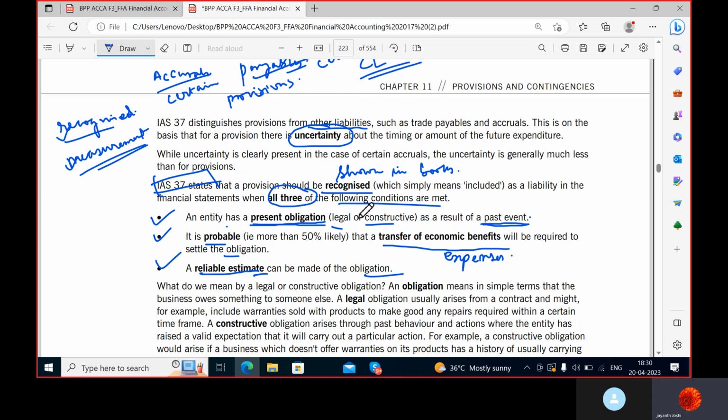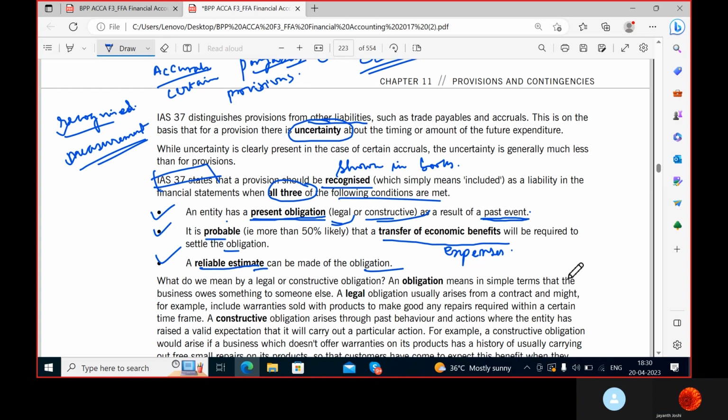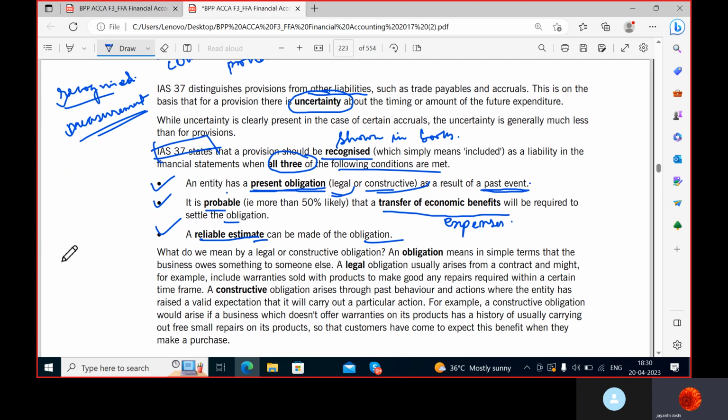First, the entity has a present obligation, which can be a legal obligation or a constructive obligation. Now, what do you mean by legal obligation and constructive obligation? That I am going to explain. Basically, what do you mean by obligation? We can say the business owes something to someone else, that means owing something to outsiders. Yes, ma'am. That is a kind of obligation. Now they have classified this obligation into legal and constructive.